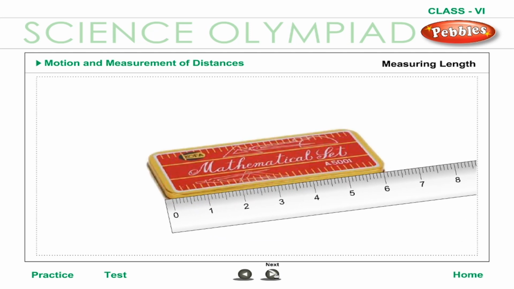Place the scale along the line and note the reading from one end of the box to the other end. Note the reading at the point exactly above the start and end of the box to avoid parallax error, which we shall see in the next section. We see PQ, that is, the length of the box is 6 centimeters. A measurement without unit makes no sense. Always write the unit after the number.